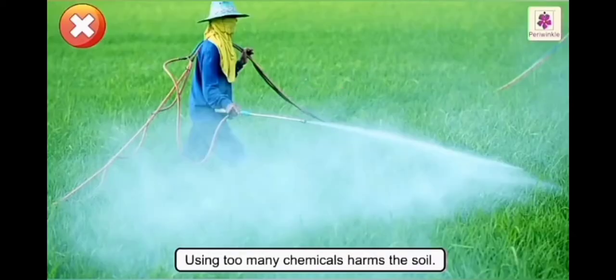Using too many chemicals harms the soil. It happens, right? When we are growing more and more plants, we use fertilizers, the chemicals, on the plants to protect them from the insects. So when we are using chemical fertilizers, it harms the soil.